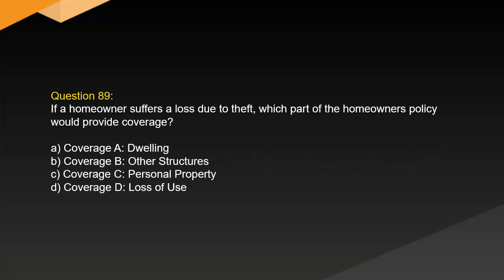Question 89. If a homeowner suffers a loss due to theft, which part of the homeowner's policy would provide coverage? A. Coverage A, Dwelling. B. Coverage B, Other structures. C. Coverage C, Personal property. D. Coverage D, Loss of use.